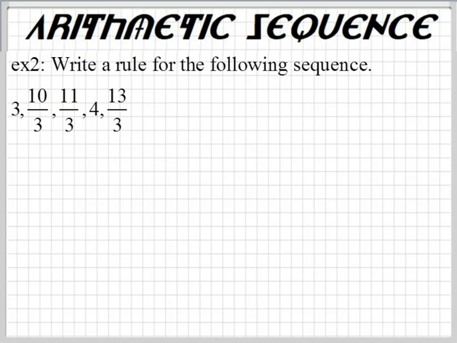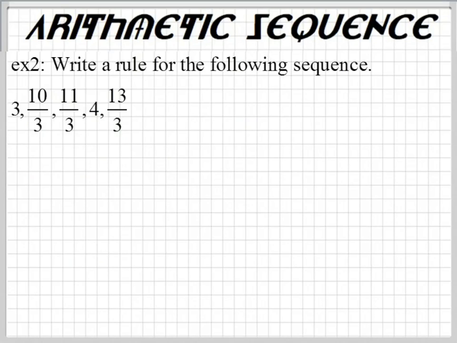So let's try one more. Now this one, it's not so obvious. I'm telling you right now, this one is an arithmetic sequence. What are we going to be adding each time to get this? It looks all tricky because it goes from a whole number, an integer, to a fraction, and then a fraction, and then back to an integer. What's going on right here?